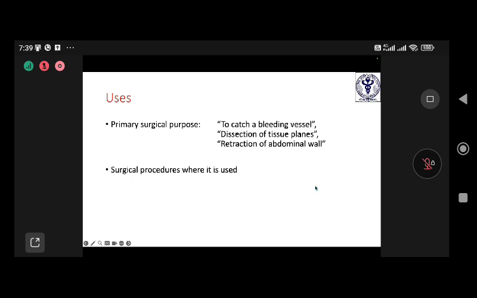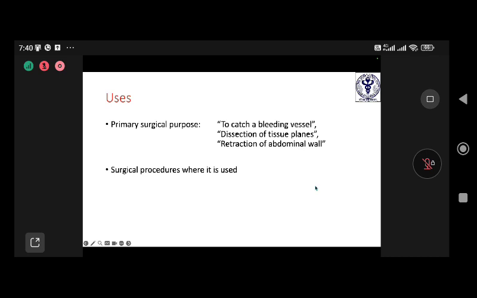Then comes the question: what are the uses of the particular instrument? There are two ways to answer that. One is the primary surgical purpose, and that you have to describe. If it's a hemostat, the answer is to catch a bleeding vessel. Perfect. Dissection of the tissue plane, because that is also another use of that.